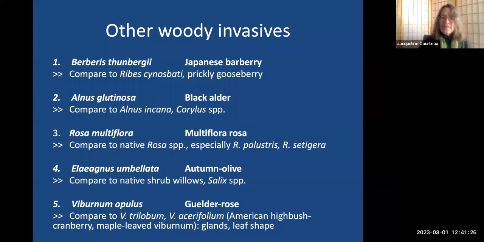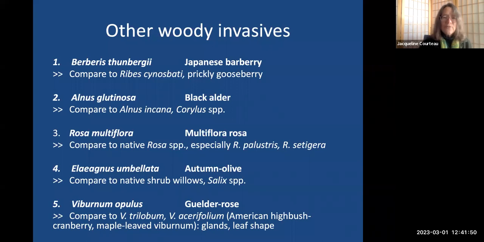Black alder, Alnus glutinosa, is a tree that's often a river floodplain tree and can move into wetter areas. Compare that to our native alder, Alnus incana, which is actually a shrub more than a tree. And then the lenticels on it can look somewhat like the Corylus or hazelnut species.